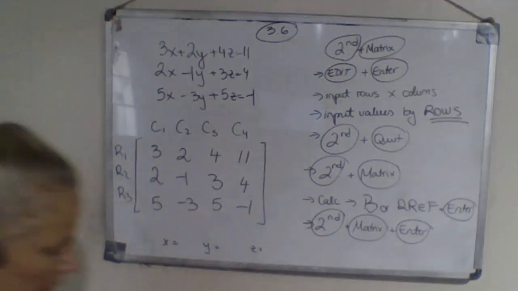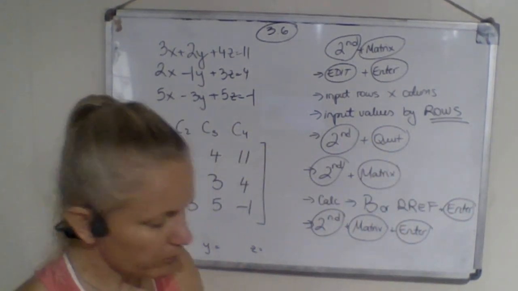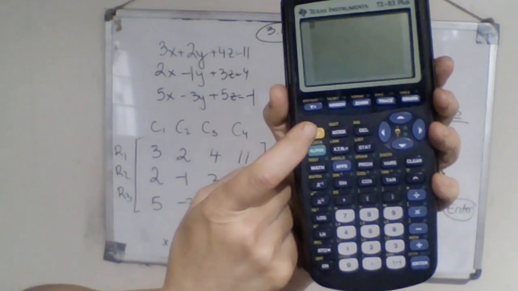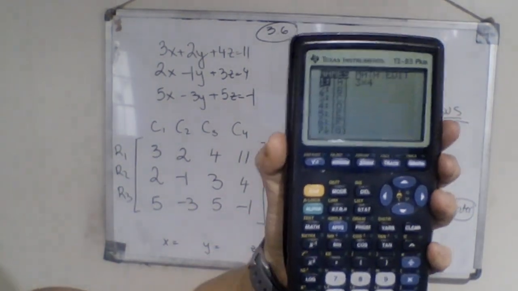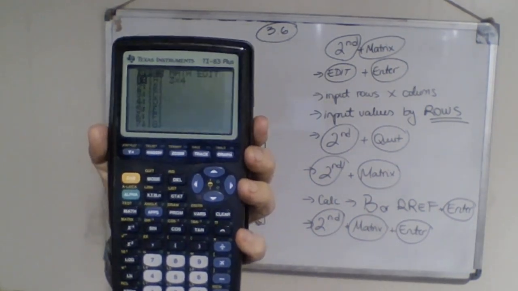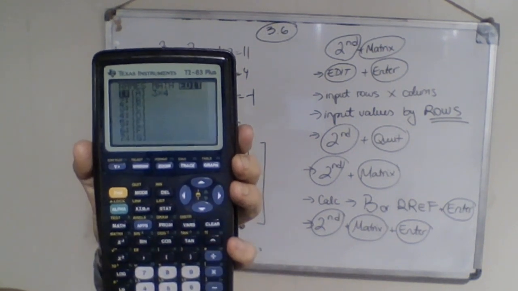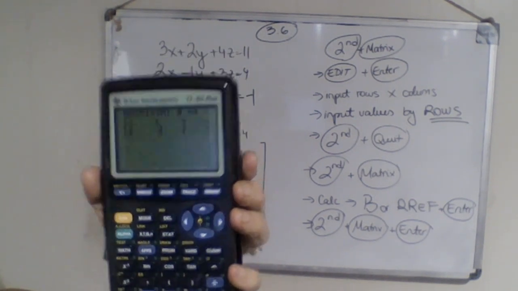Now, let's remember we did this in class. How do we do this on a calculator? We are going to go with second matrix, and it's going to bring you right here. All of your instruction is on the board, and I'm going to try to keep the calculator here. We're going to go over to edit. That's where we want to go, okay? And then we're going to hit enter. And there's my first matrix.